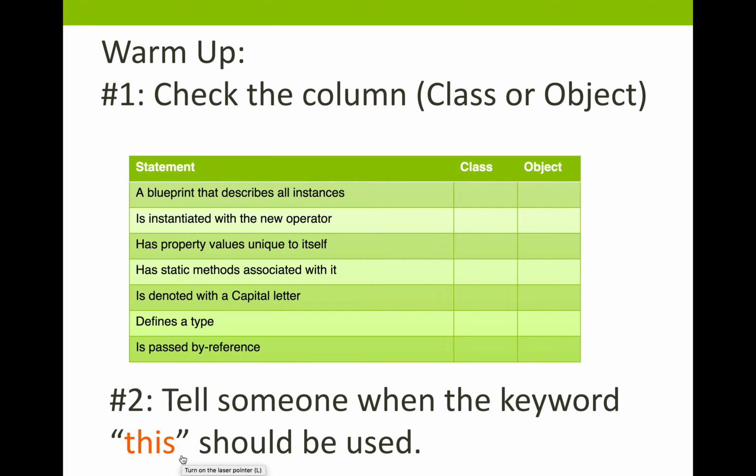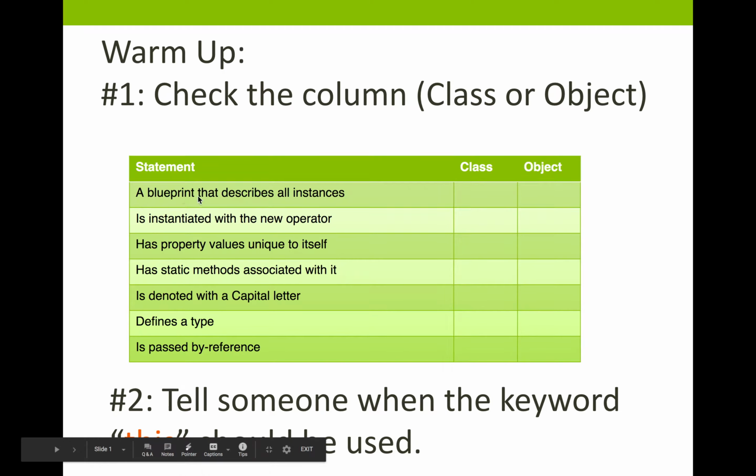Take a minute, see if you can figure this out. Is a blueprint something that describes all instances? Does that belong to the class or is that an object? Something that is instantiated with a new operator, is that an object or is that a class? Something that has values unique to itself, is it a class or an object? You get the idea. Figure it out. Which one is it?